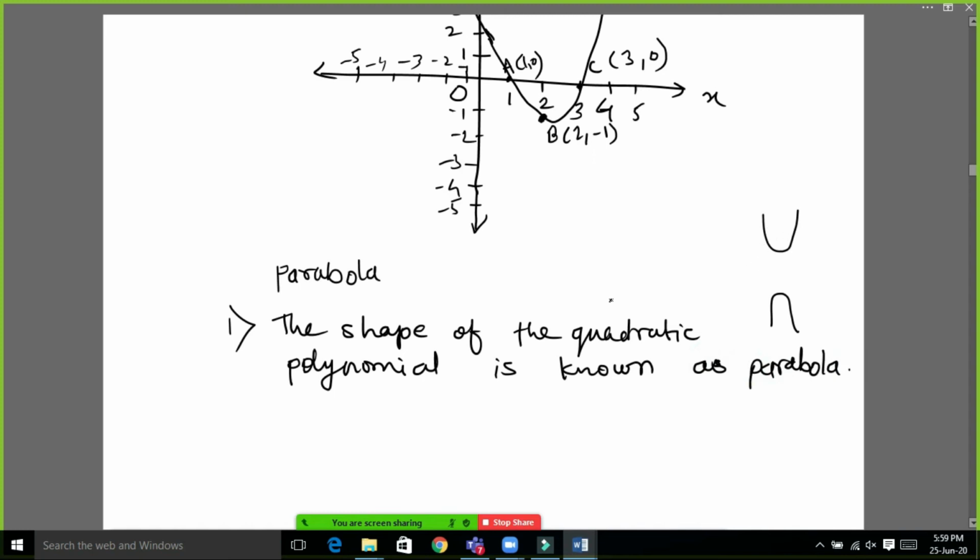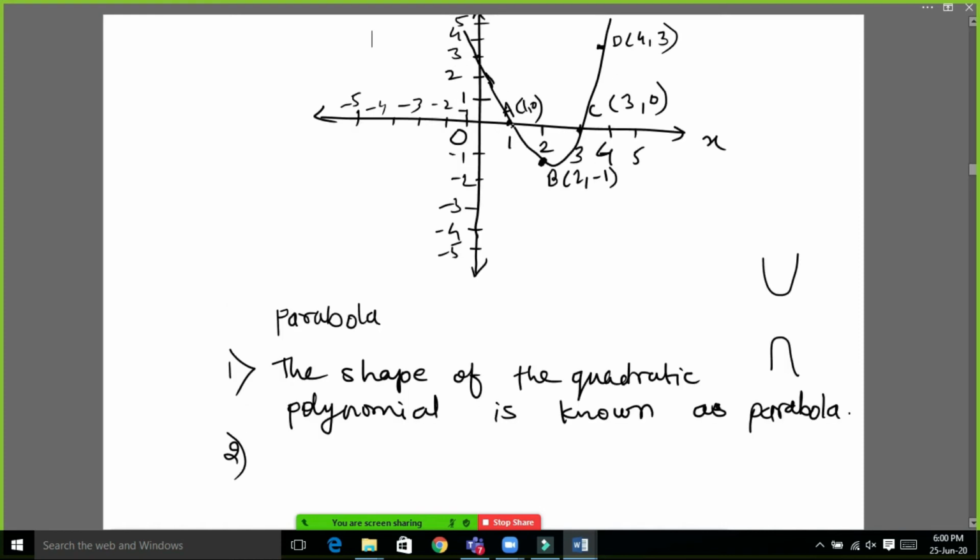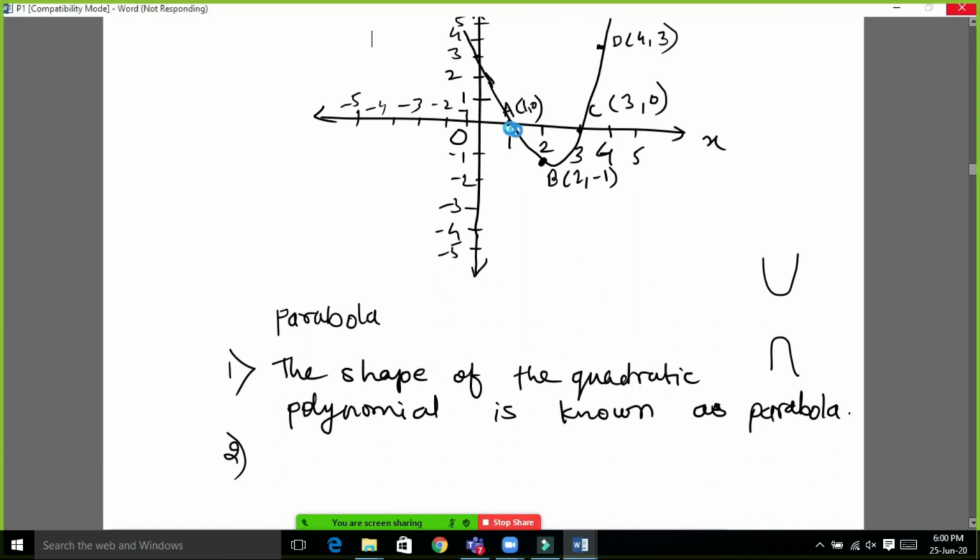And the second thing we can conclude, look at this graph. This graph touches, or intersects, the x-axis at 2 points, that is A and C here. So it intersects the x-axis at 2 distinct points, so we can say that it has 2 zeros. Whenever a graph is given and we have to decide how many zeros the polynomial has, obviously if the graph intersects the x-axis at 2 distinct points, it has 2 zeros.